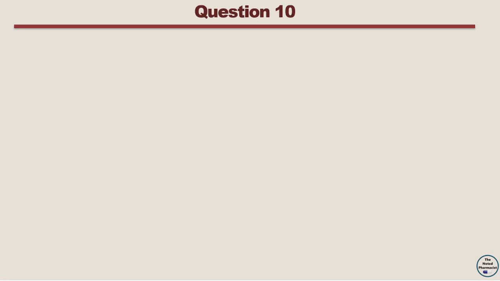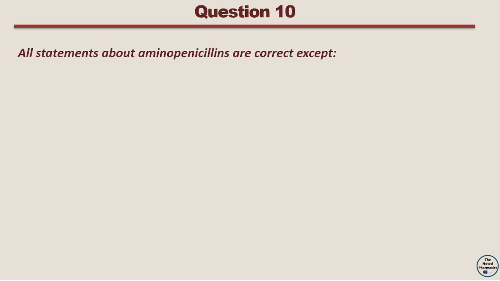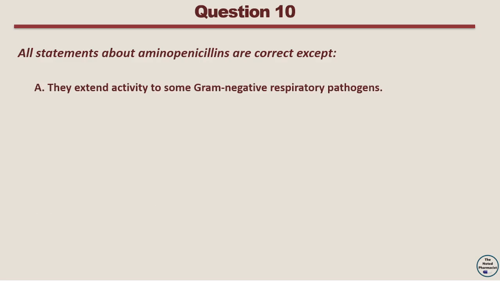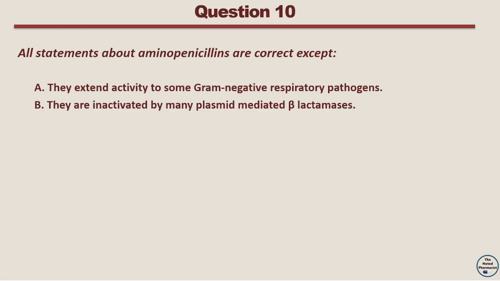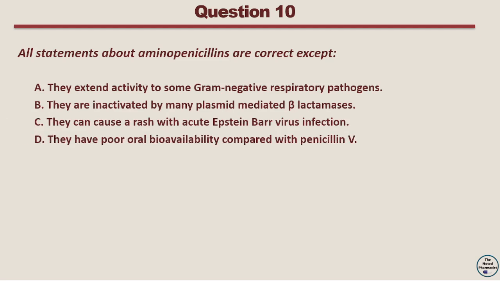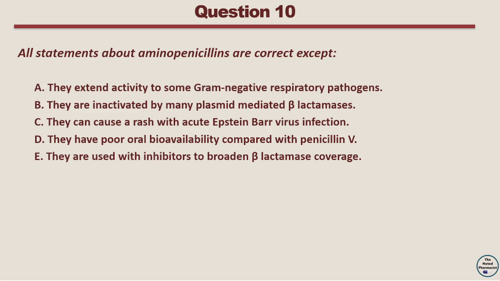Question 10. All statements about aminopenicillins are correct except: Option A. They extend activity to some gram-negative respiratory pathogens. Option B. They are inactivated by many plasmid-mediated beta-lactamases. Option C. They can cause a rash with acute Epstein-Barr virus. Option D. They have poor oral bioavailability compared with penicillin V. Option E. They are used with inhibitors to broaden beta-lactamase coverage.